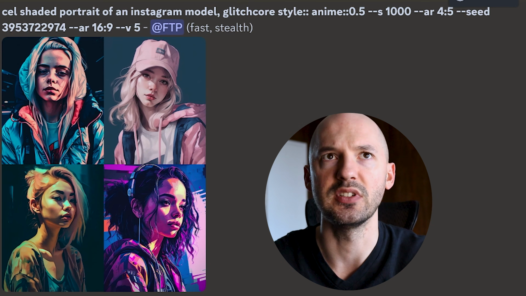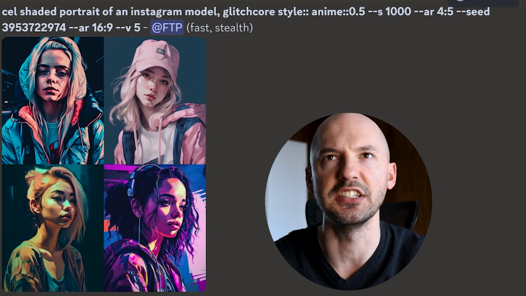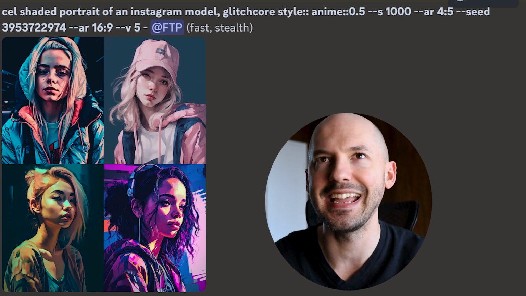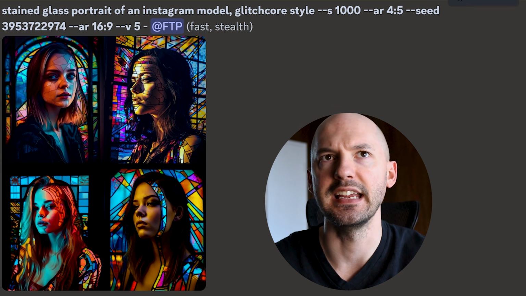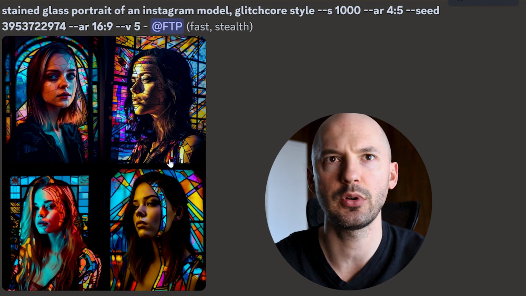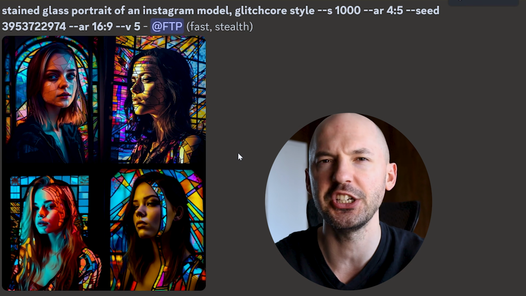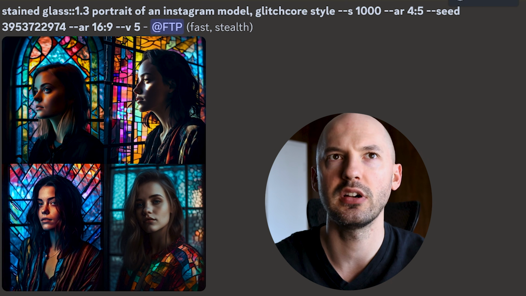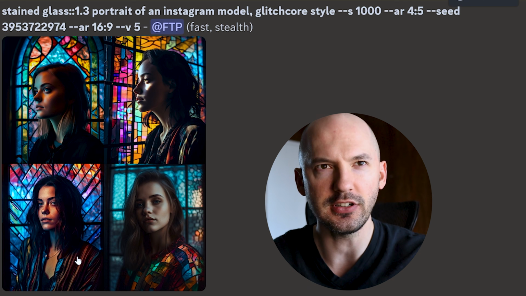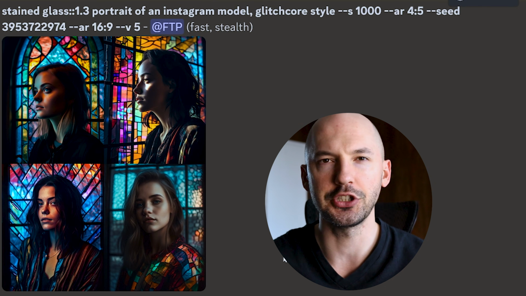Love this prompt too. Cell shaded portrait of an Instagram model, glitch core style, multi-prompted anime with a weight of 0.5. Look how good number 1 is. I tried stained glass portrait with the same seed number. I don't recognize any of these people, but check this out. Stained glass with a weight of 1.3, glitch core, same seed number. And is that her in number 3? The only one that has shown up more than a couple of times? What am I supposed to make of that? What do you think? Am I missing something? Or is the idea of using seeds to find consistency kind of pointless?